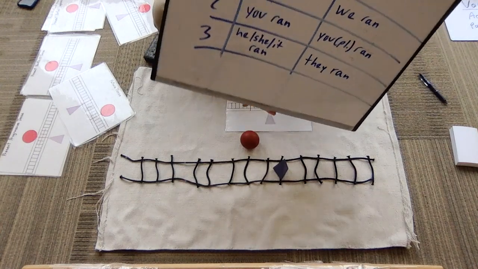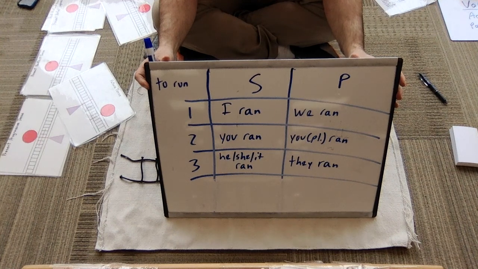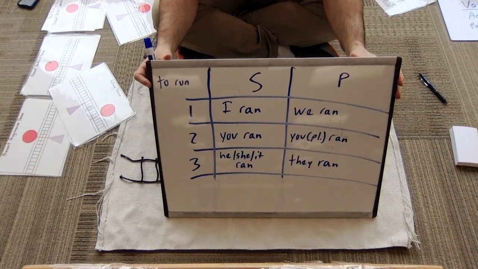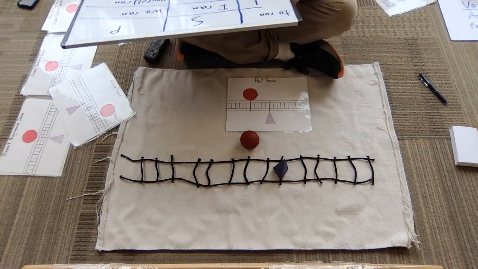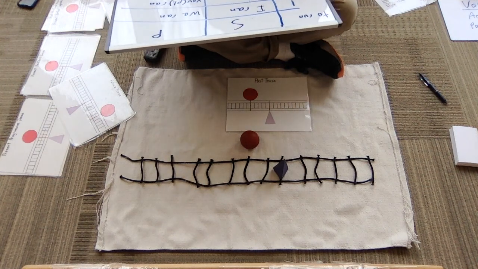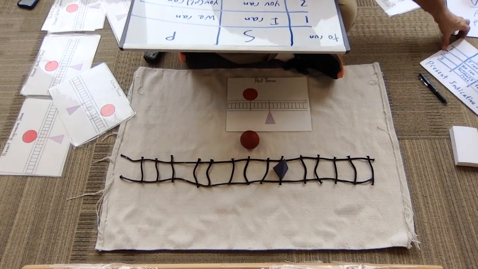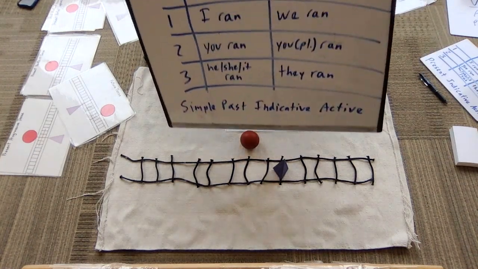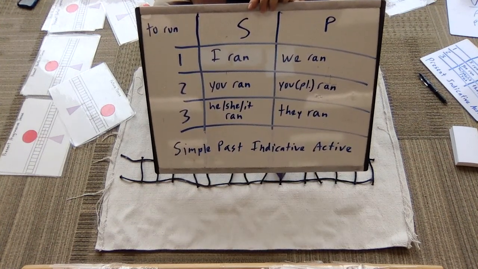Now you'll note that I'm putting the PL over there. That is just an abbreviation for plural, so don't be scared of that. So I ran, you ran, he, she, it ran, we ran, you ran, they ran. And that is the simple past indicative active. And I probably should have done that for the present tense too. So the simple present, I should have done that too, but that's okay. Okay, so there we have it. So I ran, you ran, he, she, it ran, we ran, you plural ran, they ran.